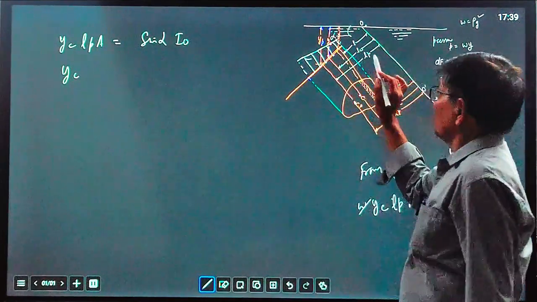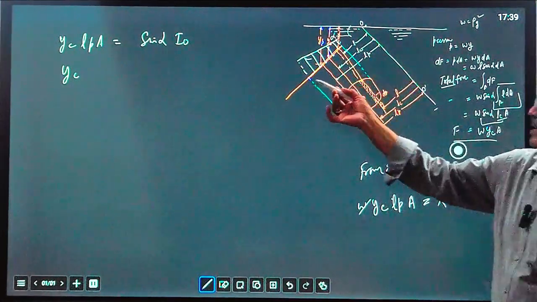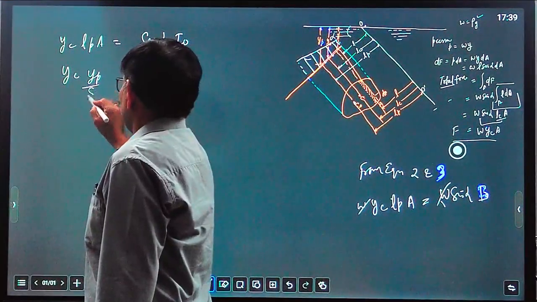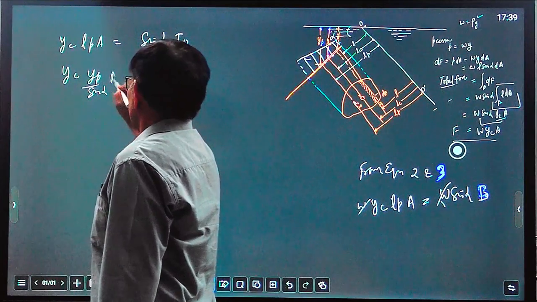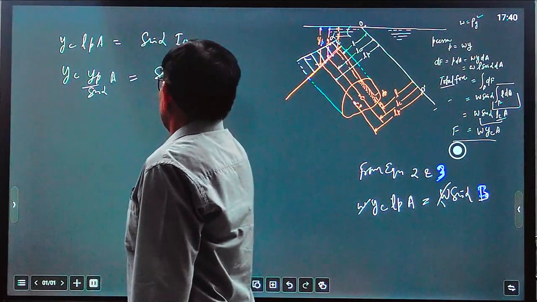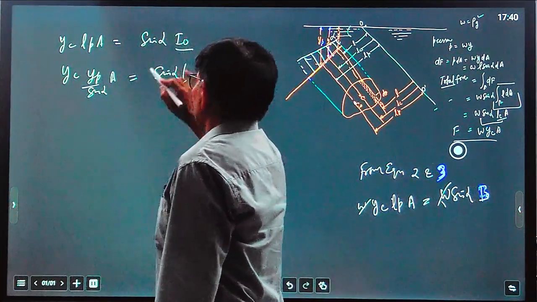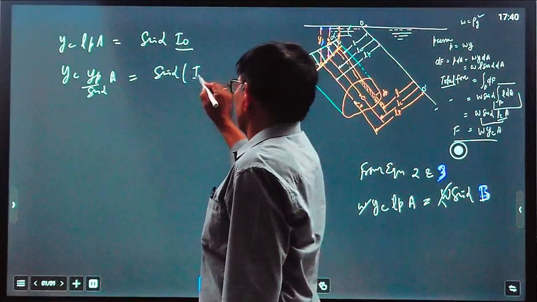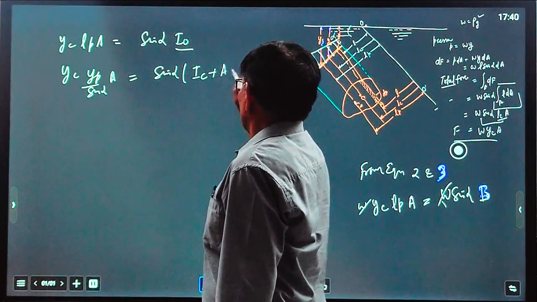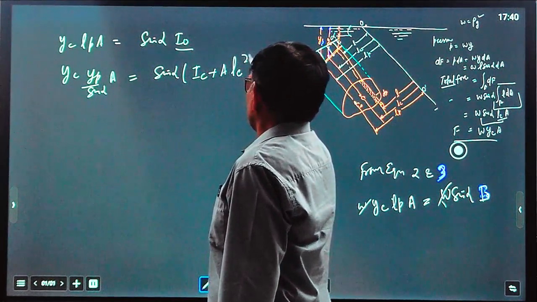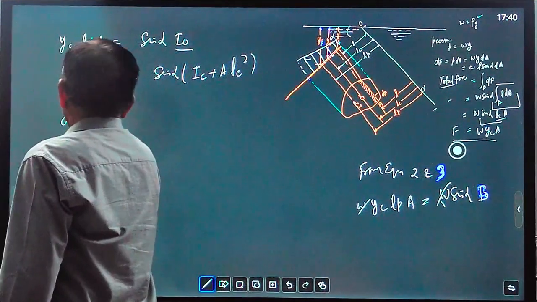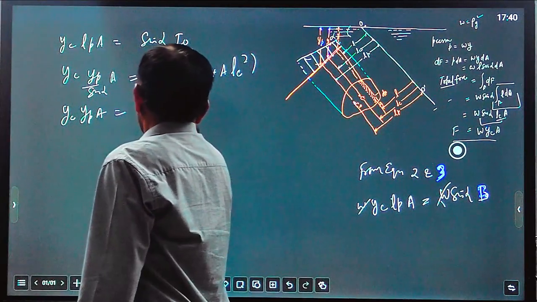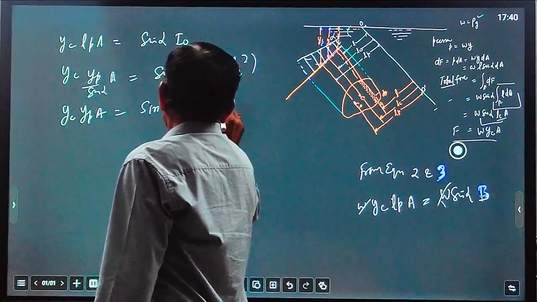Yp upon Lp equal to sin alpha. So Lp equal to Yp upon sin alpha. You can write here Yp upon sin alpha into A equal to sin alpha into I naught, which can be broken by using parallel axis theorem, that is equal to Ic plus area into LC square. Now Yp into A equal to sin square alpha Ic plus A.